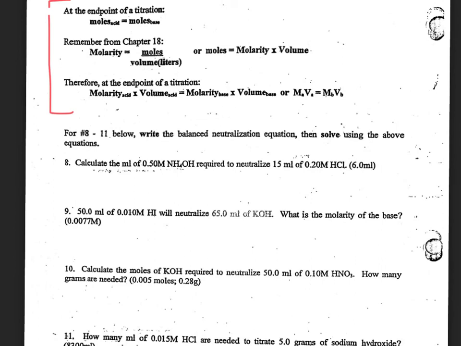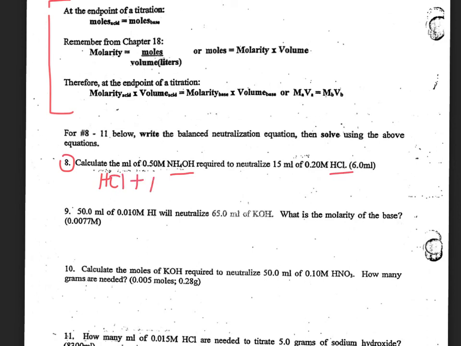All right, so it says for questions 8 through 11, write the balanced neutralization equation, then solve using the above equations. All right, so first it wants us to do acid plus base gives you salt and water. So we will do number 8 together. So we have ammonium hydroxide with HCl. So let's write out that equation first, right?